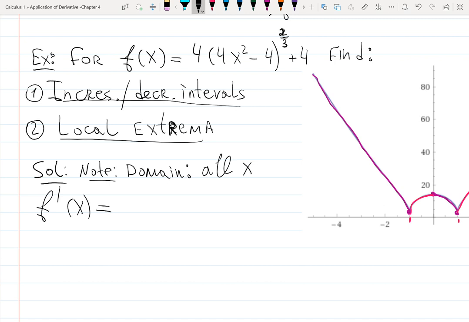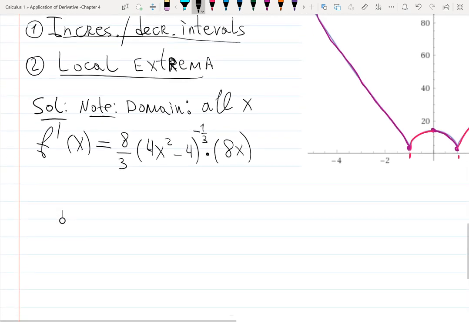Let's find the derivative of this function. The derivative will be 8 over 3, (4x squared minus 4), change the exponent, it's going to be negative 1/3, times the derivative of the function inside. That's 8x. Now what I want you to find is both where this derivative is 0 and where the derivative doesn't exist. This derivative actually has bad points, and by bad points I mean the points where the derivative does not exist because of the negative exponent over there.